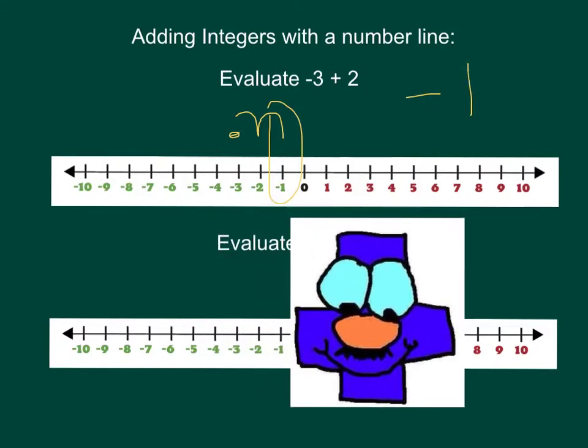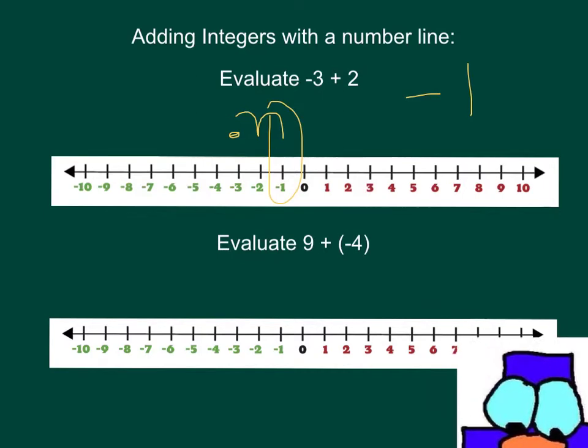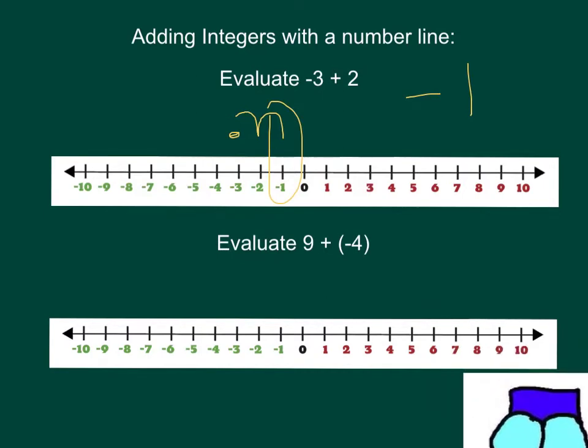Let's try one more example together. Let's try 9 plus -4. Again, we're starting at 9, so we're going to put a dot above 9 on our number line. We're adding -4. Since this time we're adding a negative number, we'll go 4 units to the left. 1, 2, 3, 4. This time we land on 5. That means our answer to 9 plus -4 is 5.